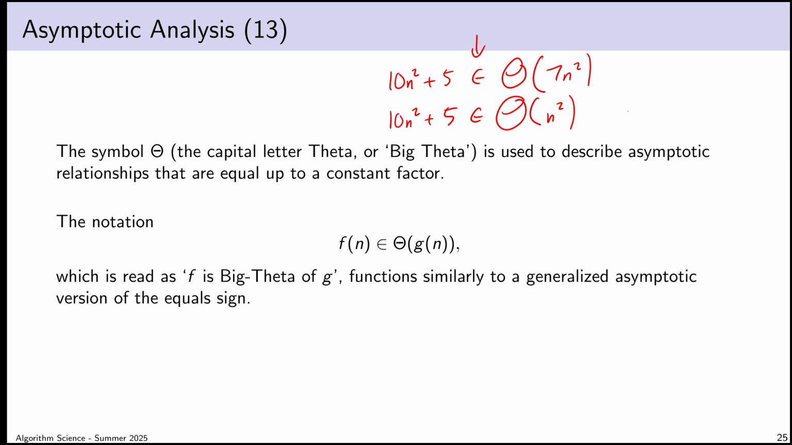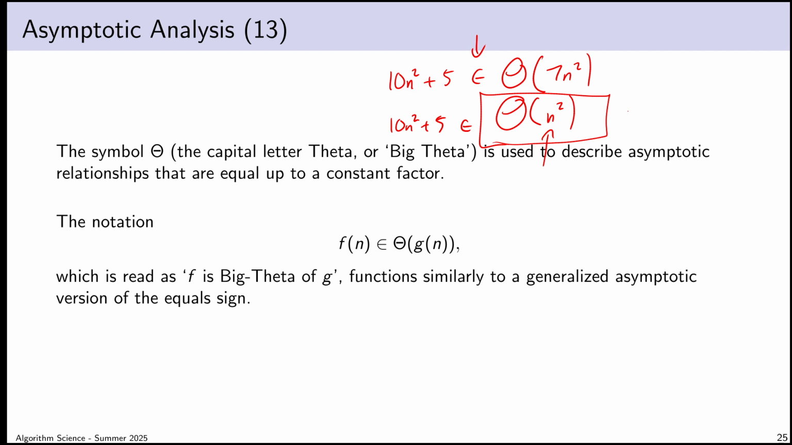And this equal sign is not written like a typical equal sign. It's written with a set inclusion operator, a set membership operator. That's because formally, when I write big theta of n squared, I'm referring to the set of all functions that are asymptotically equal to each other and equal to n squared up to a constant factor. So big theta of something actually refers to a whole set of things. And when I say 10n squared plus 5 is big theta of n squared, I'm saying 10n squared plus 5 is one of those functions. It's a member of that huge infinite set of functions that are asymptotically equal to n squared up to a constant factor.